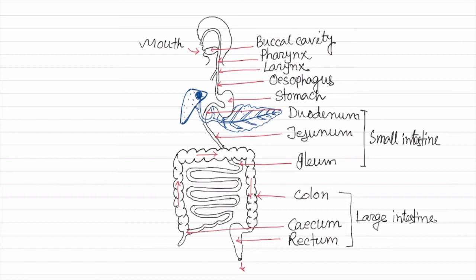And the last part of the alimentary canal is known as the anus. Anus is the last part of the alimentary canal.